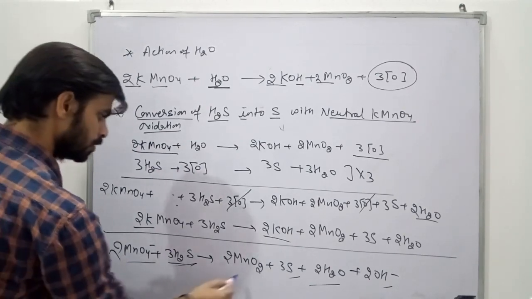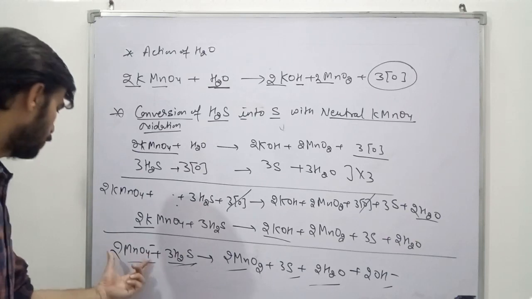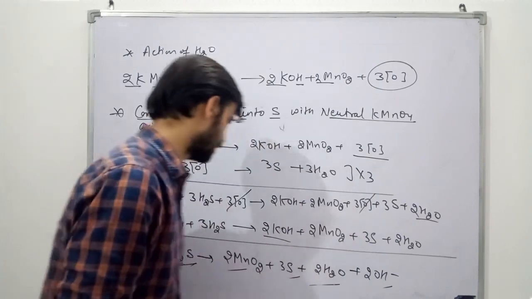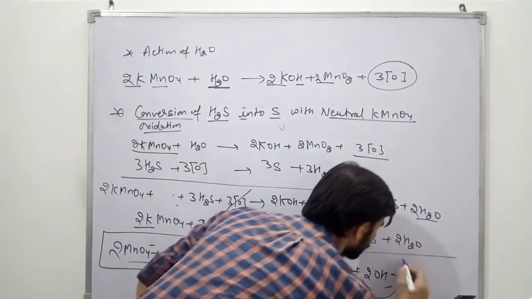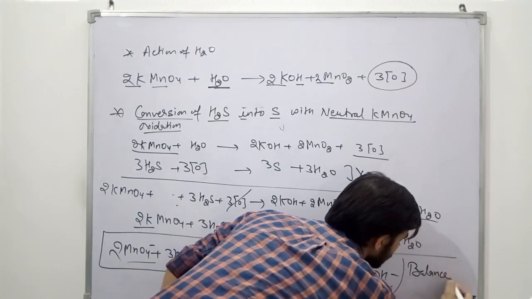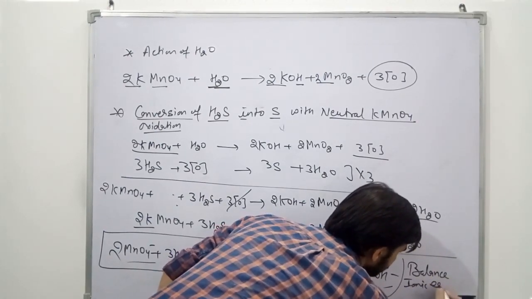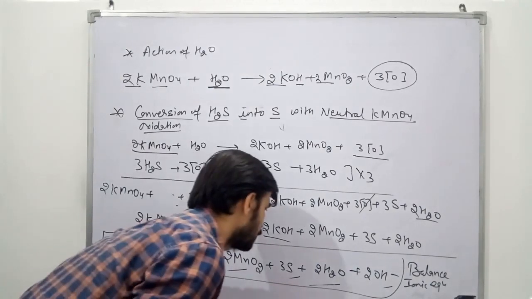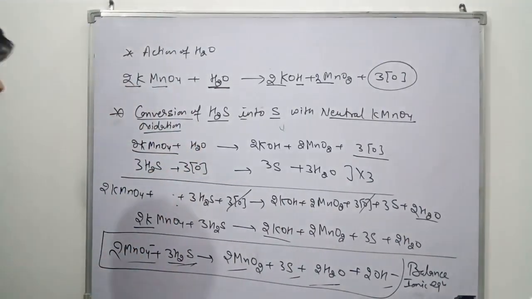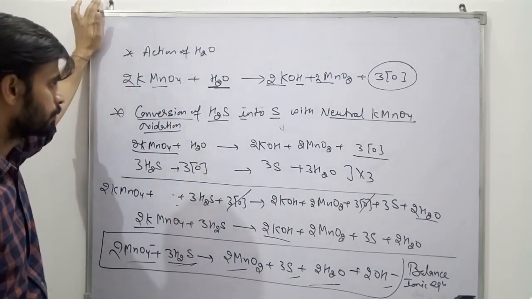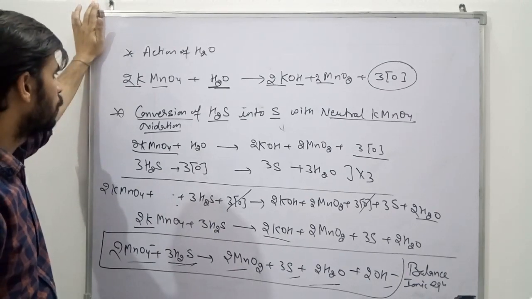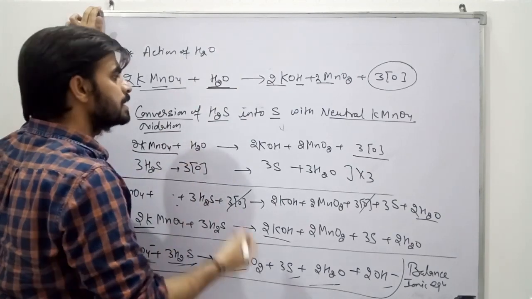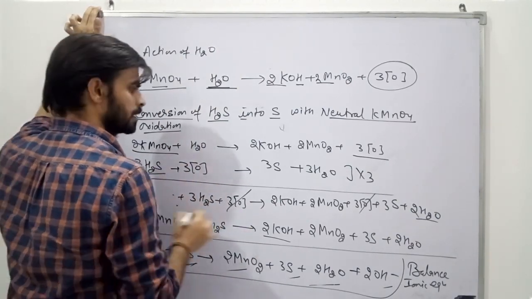twice of manganese, 4 to the 8, 2 to the 4, 4 plus 2 6 plus 2 8. So it is your balanced ionic equation. Balanced ionic equation: twice of MnO4 negative, thrice of H2S gives twice of MnO2, thrice of S plus twice of OH negative. So this is your balanced equation. I hope you get the point how we can use neutral KMnO4 for the oxidation of H2S into the sulfur.